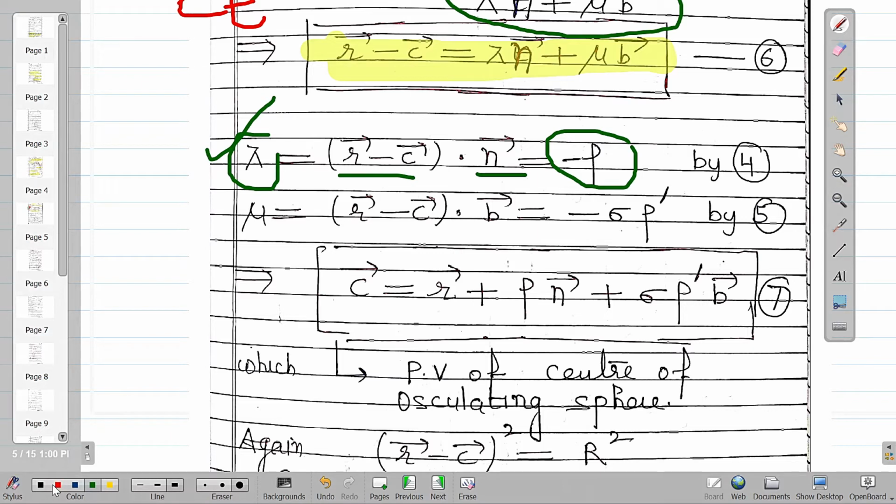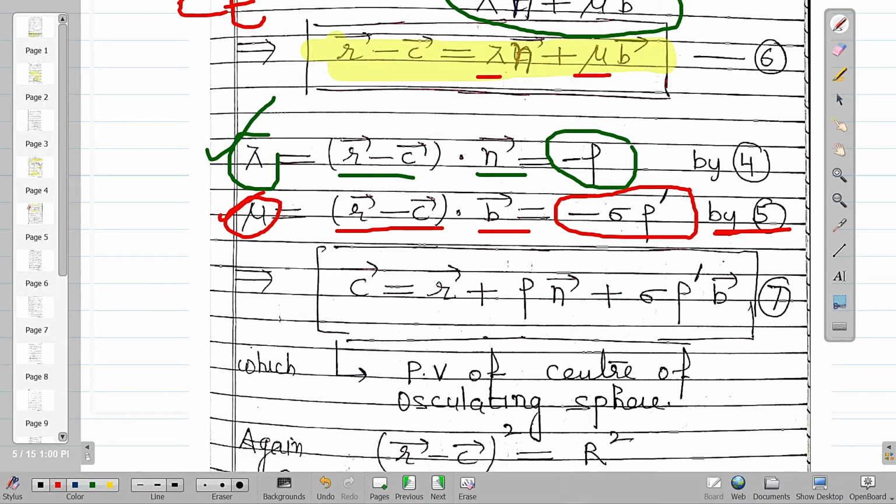Clear? Now in the second step, to find the value of mu, take the dot product with b vector. So this is (r minus c) dot b, which is mu. Now again by equation number 5, we know the value of this result, which is minus sigma into rho dash. Clear? Then substitute the value of this result in equation number 5. So we get the value of mu. If we get the value of lambda and the value of mu, then this equation is now the final equation.